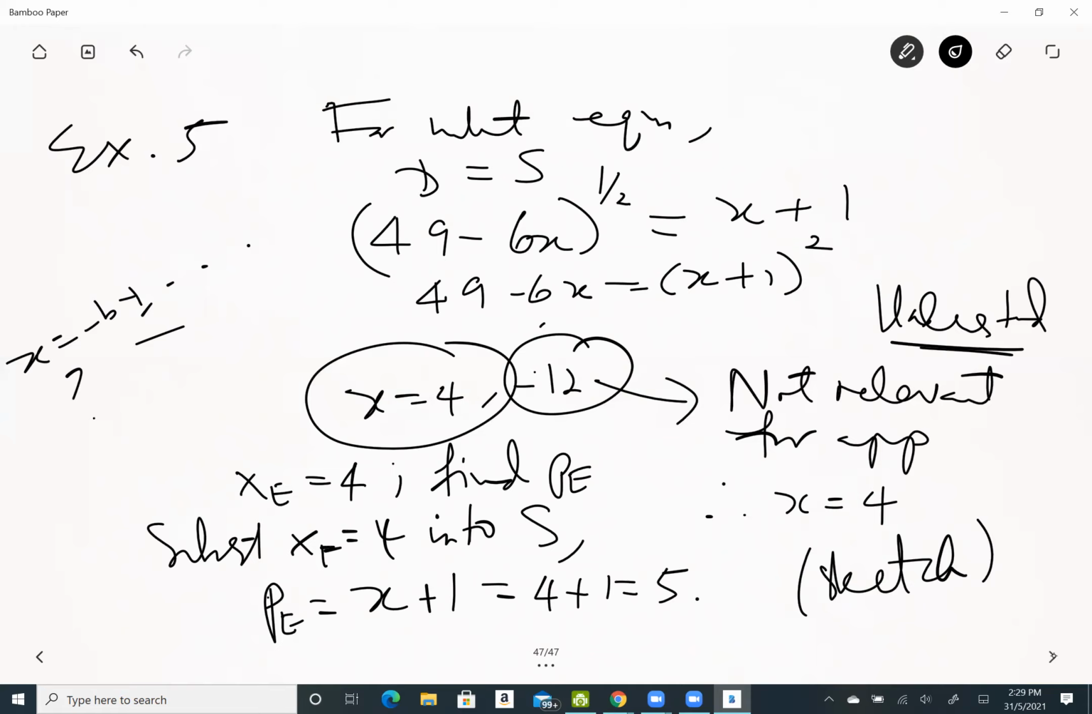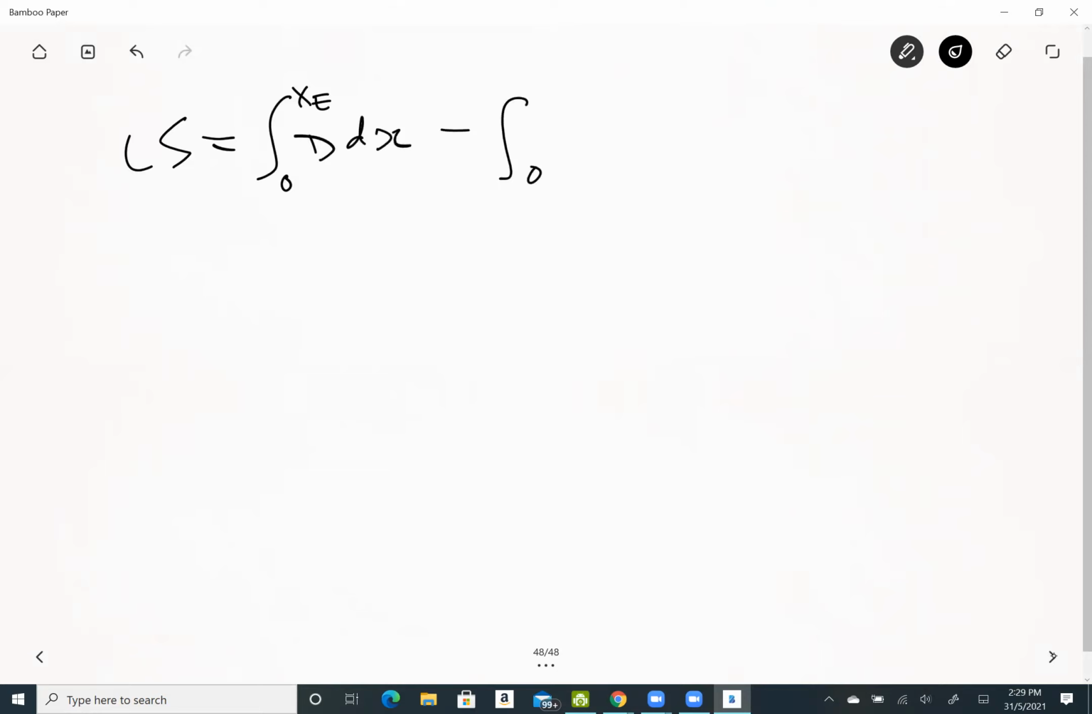Now, consumer surplus is equal to what? You know the consumer surplus, I will write down again here, the integral from 0 to xe of the demand function minus the integral from 0 to xe of the price. Okay, when I say price here, I put PE. And that is equal to the integral from 0 to xe of the demand function, which is 49 minus 6x to the power of half dx.